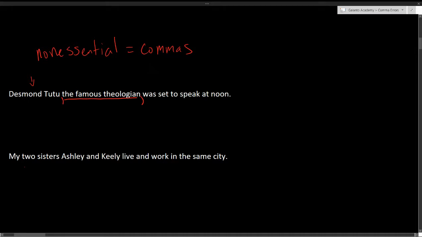My two sisters, Ashley and Keely, live and work in the same city. So my two sisters, Ashley and Keely being the appositive, this would also be non-essential because I've already said I have two sisters, and without it, it doesn't change the meaning of the sentence.